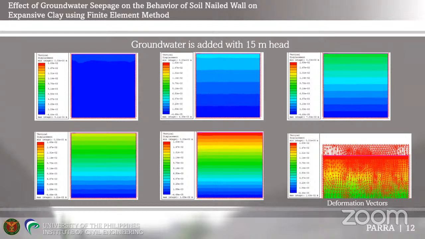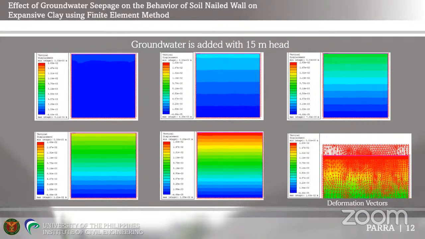Okay, but this is, you said, steady seepage. Yes sir, steady state. But then how do you know that the vertical displacement is not due to the seepage forces? Because the seepage creates its own forces. Diba? Whether or not the soil is expansive, there are seepage forces. So how do you know it's not due to that and really due to the expansion of the soil?